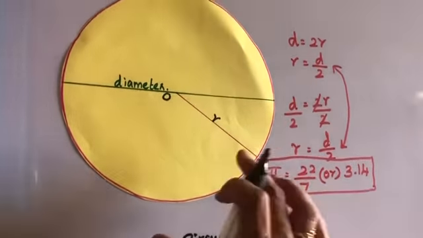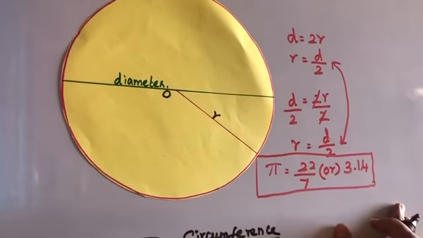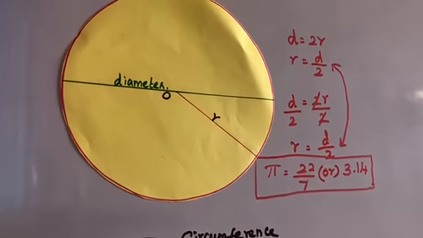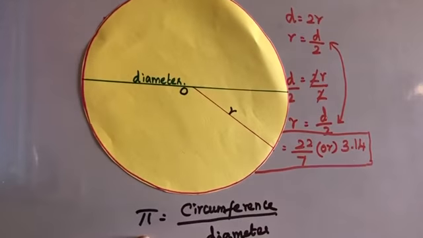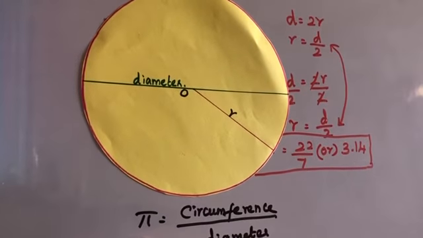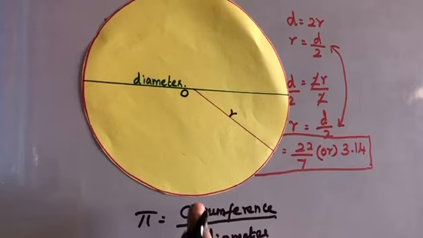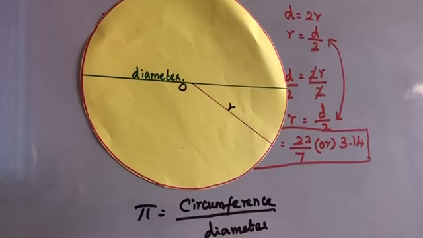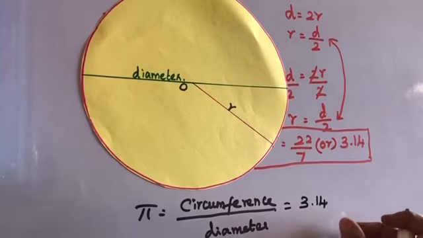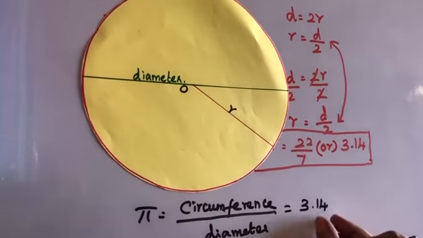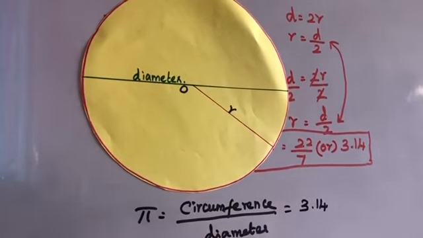You can draw the circle with any radius. It may be small or it may be big. But the pi value remains the same in all circles. That means the ratio between the circumference and the diameter is always 3.14. There are many decimal places, but we are shortening it to 2 decimal places.